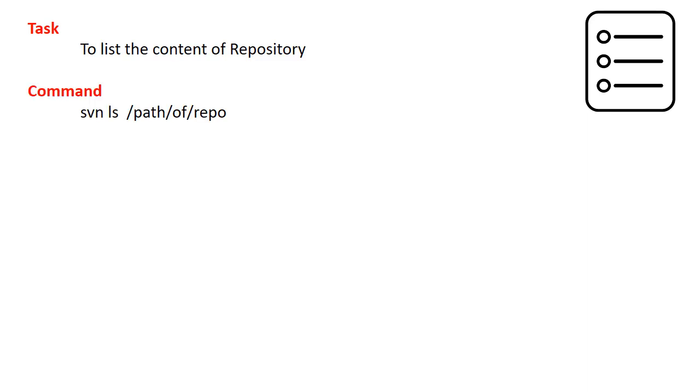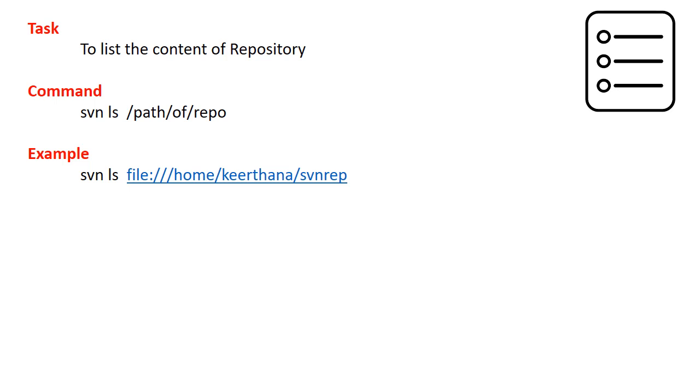Now, to list the contents of the repository, you have to use the command ls: svn ls and then the path of your repository. For example, svn ls. svn is the command, telling that you are using Subversion. ls is the subcommand to list the contents from the repository, and then the path of your repository, from which path you have to specify.